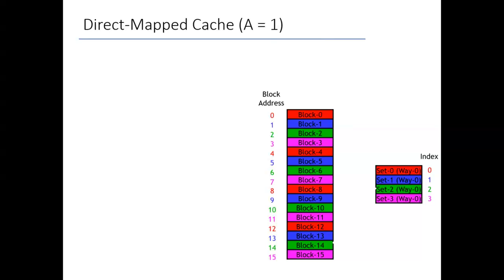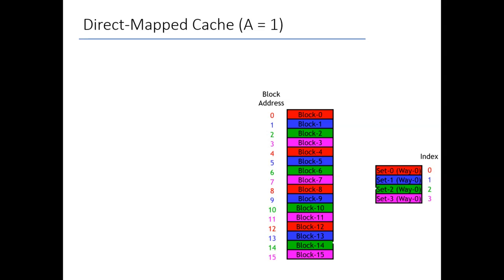Now, look at this figure. How many blocks are there in main memory? Anyone may answer. Look at this figure, please. 16. Very good. So there are 16 blocks. The block address starts from 0 and ends at 15. So there are 16 blocks in memory.